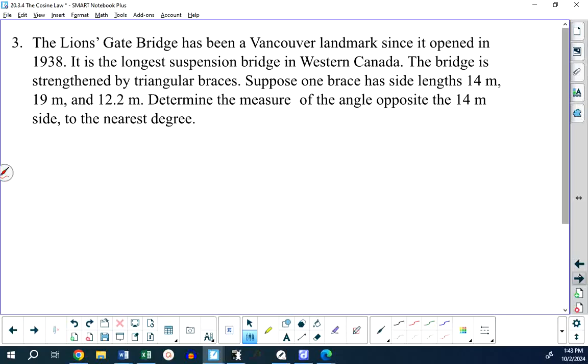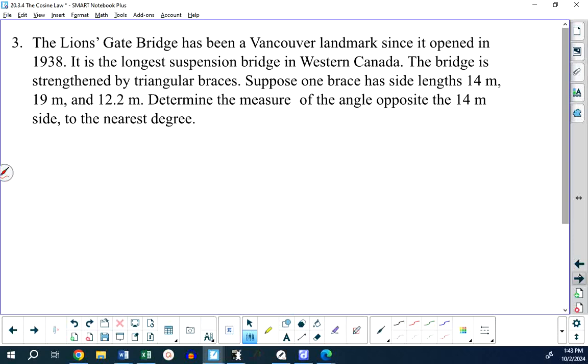I'm going to make some shortcuts here because I want to get through this lesson and I want to give you some time to work on stuff. What this is saying is we have a triangle and you're given the 3 lengths. There's a 19-meter length, there's a 12.2 meter length, and there's a 14-meter length. If I gave you 3 pieces of balsa wood of those lengths in centimeters and said make a triangle, you're all going to make the same triangle. There's only one way to put them together.